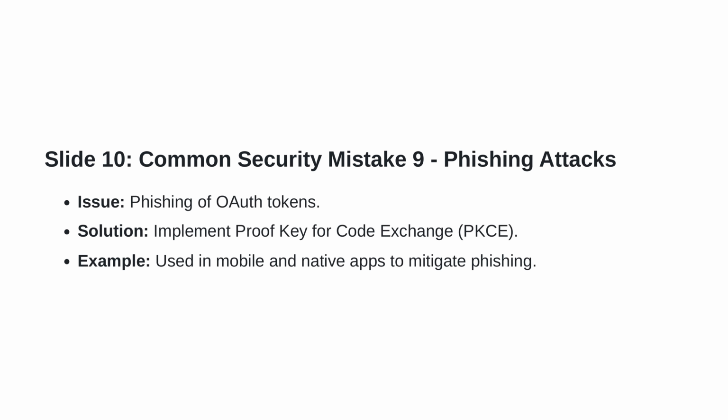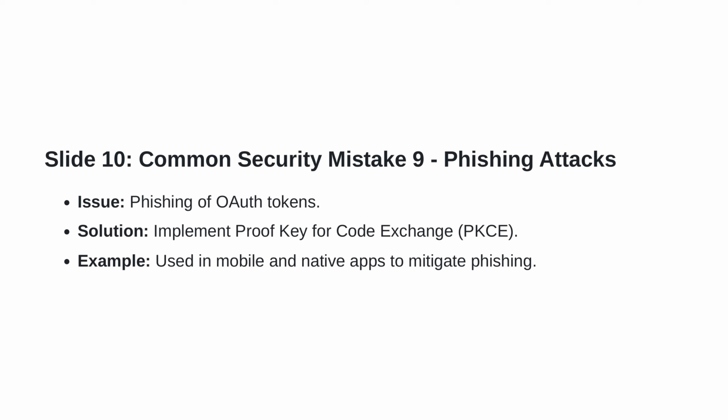All right, let's move on to slide 10, focused on common security mistake 9, phishing attacks. This issue specifically pertains to the phishing of OAuth tokens. Phishing typically involves the malicious act of attempting to gather confidential information, often through duplicitous tactics designed to trick users. In our context, attackers may attempt to phish or illicitly obtain OAuth tokens, creating a significant security risk.